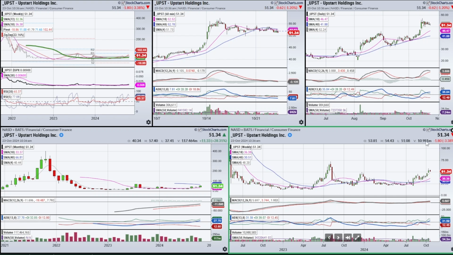Upstart Holdings showing signs of life for the first time. Low ADX condition through this period, and then we get strength here. Now, this happened the last time. And look at how it pulled back. This is why we did this. There's two parts to this, right? We have the up move and now we're looking for the down move.